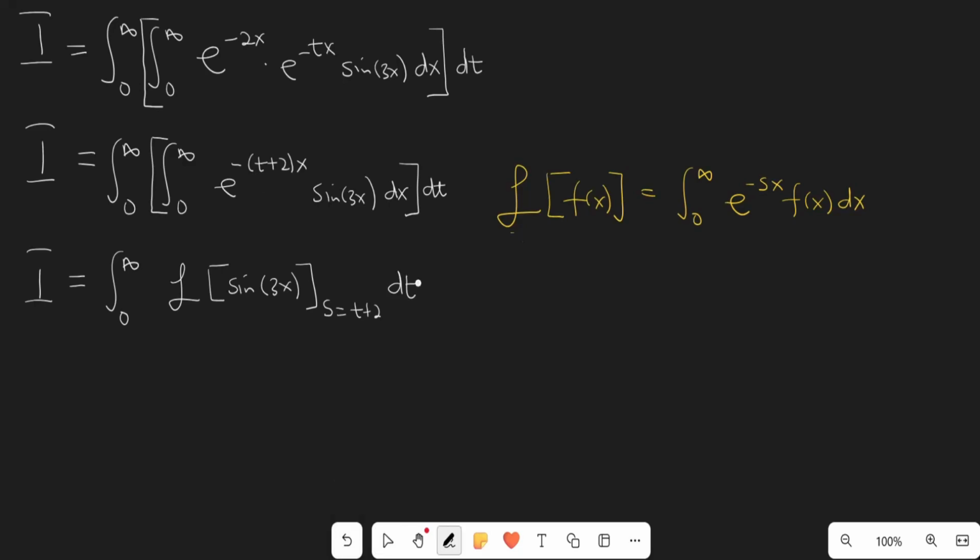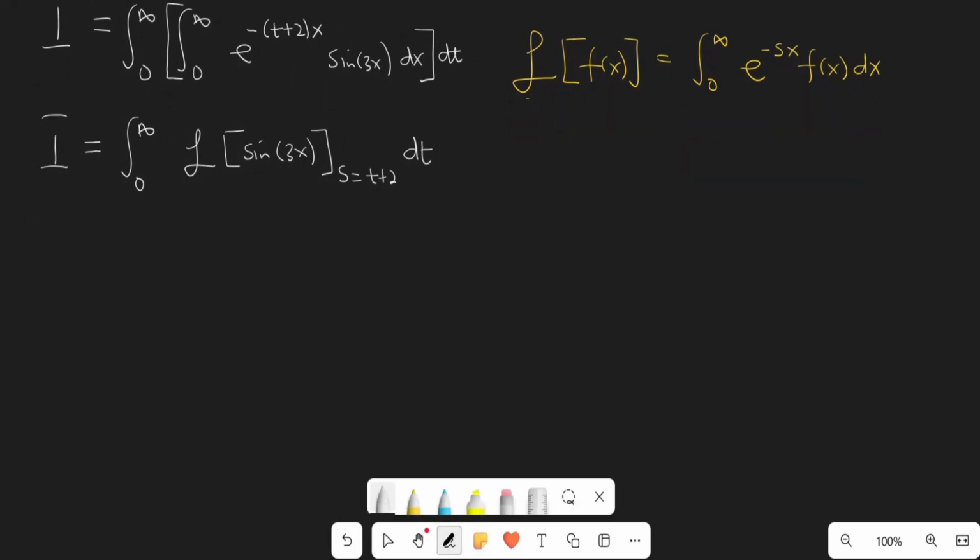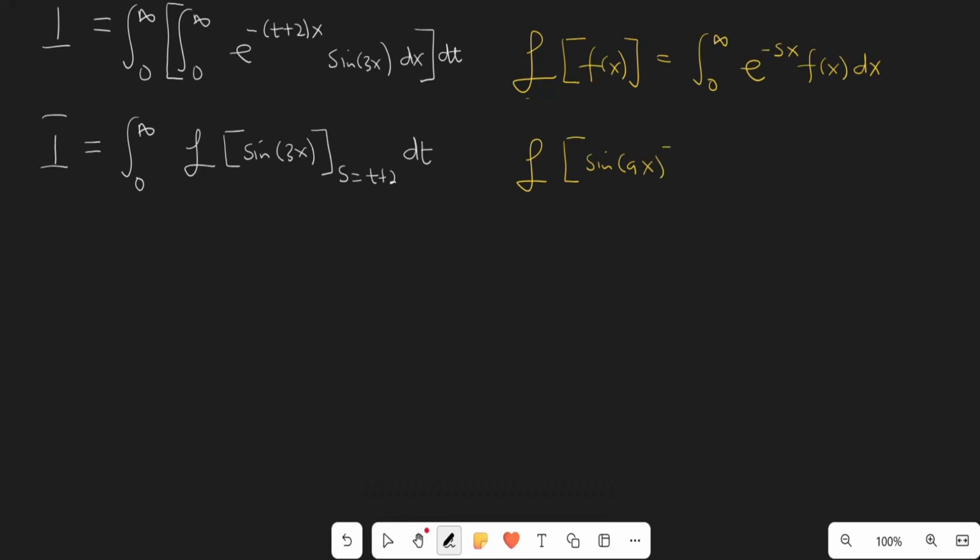And then dt, right? Now this is what we have. Now what is the Laplace transform of the sine of 3x? I'm going to write the general formula here. The Laplace transform of the sine of ax is a all over a squared plus s squared. This is the Laplace transform of the function sine of ax.